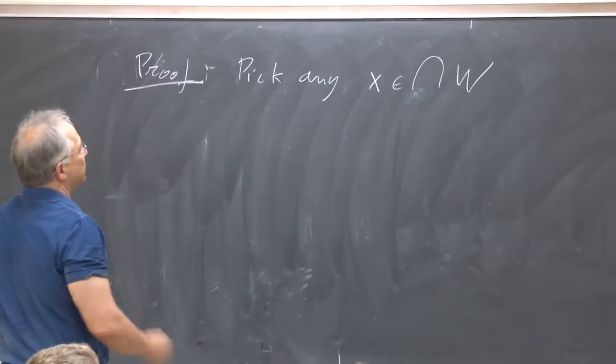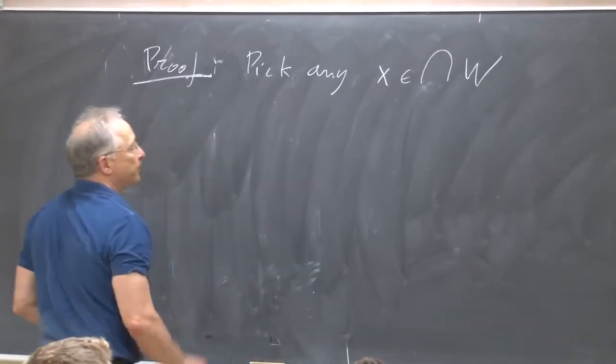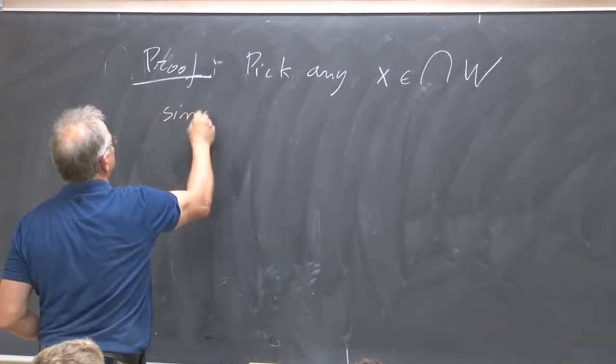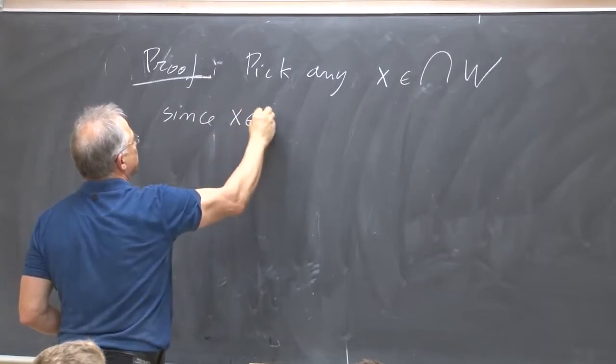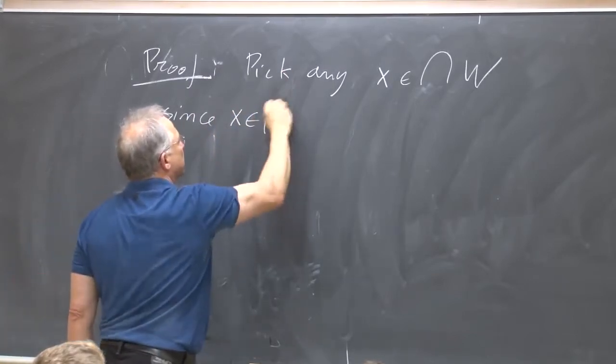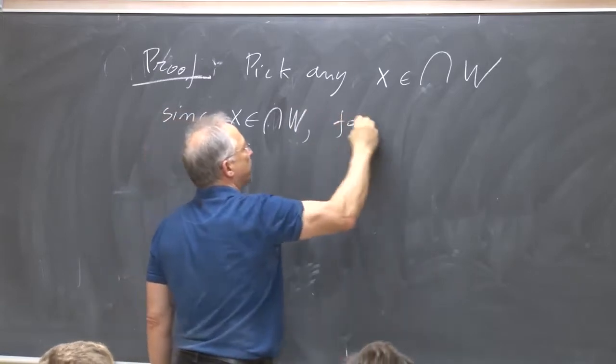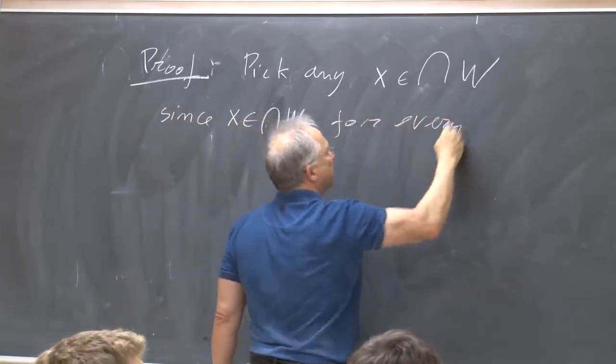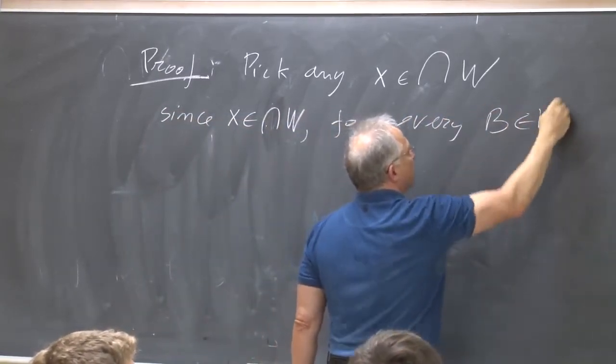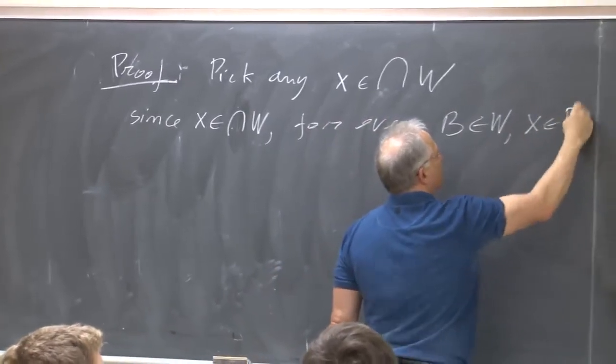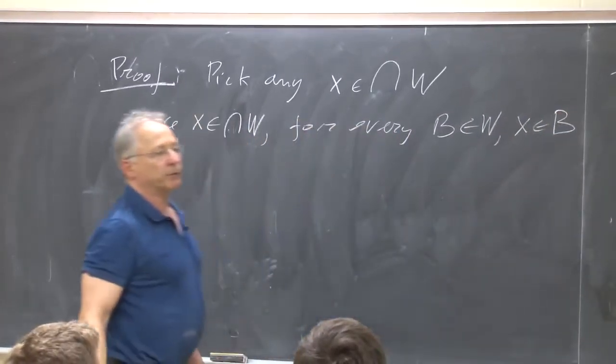But that is kind of straightforward. Since x belongs to the intersection of W, for every B in W, x belongs to B, because that was our definition of the intersection of W.